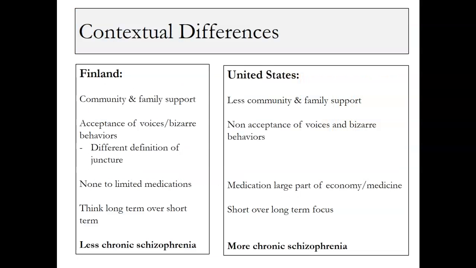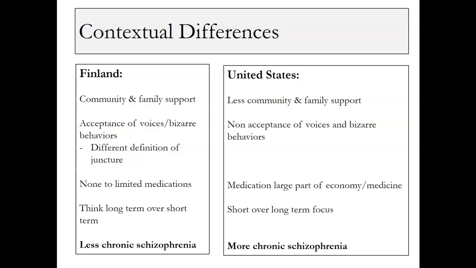Kind of summarizing the differences between the two countries, how we address schizophrenia. You can see the cultural kind of thing. In Finland, this open dialogue, it's community and family support. It's something that we're getting less and less of in this country. We're getting more and more isolated, less and less community and social support. People are on their own. They're stuck in institutions or assisted living facilities, boarding homes, that sort of thing.